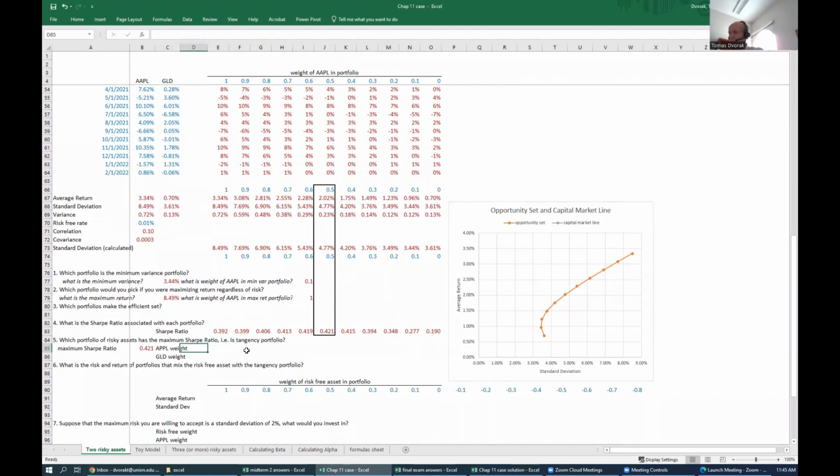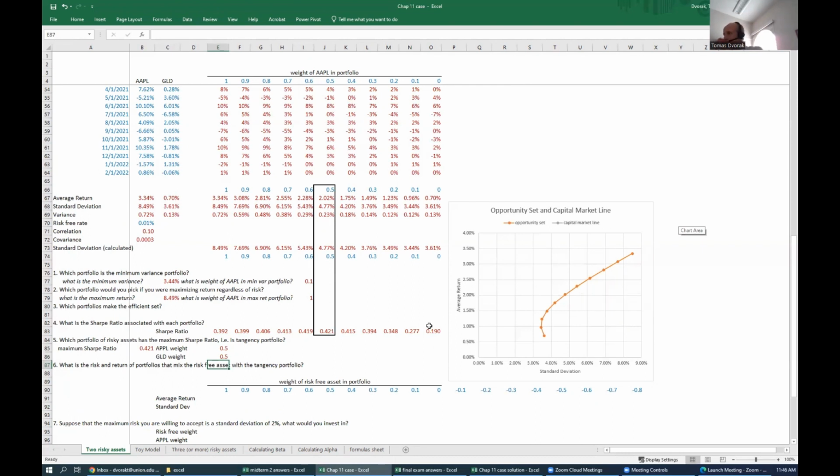And what is the Apple weight in that portfolio? 0.5. What is the gold weight? 0.5. Okay. We call that a tangency portfolio. The portfolio on the efficient frontier that gives us the maximum Sharpe ratio is called the tangency portfolio. So that's terrific. It's probably one of these, this one or this one.